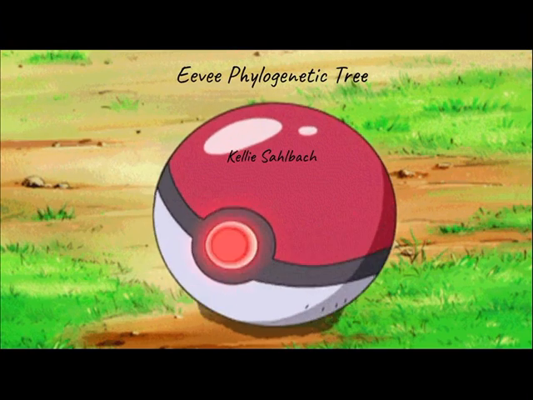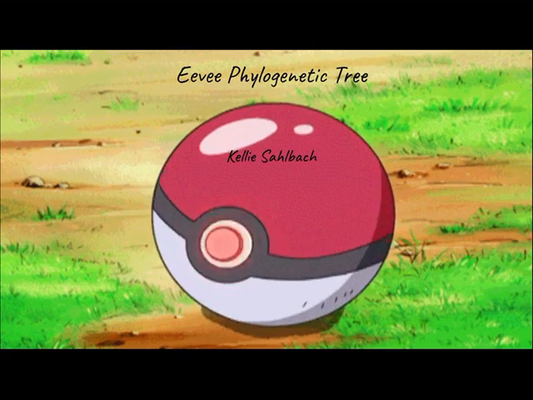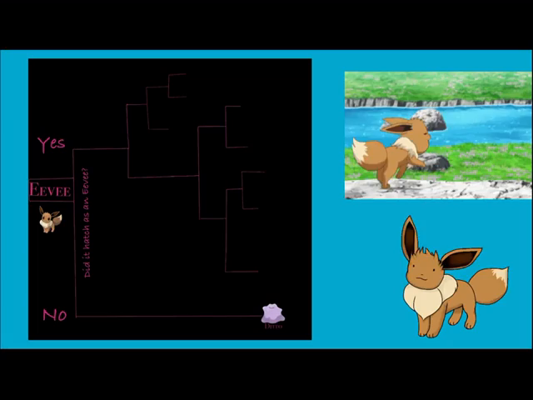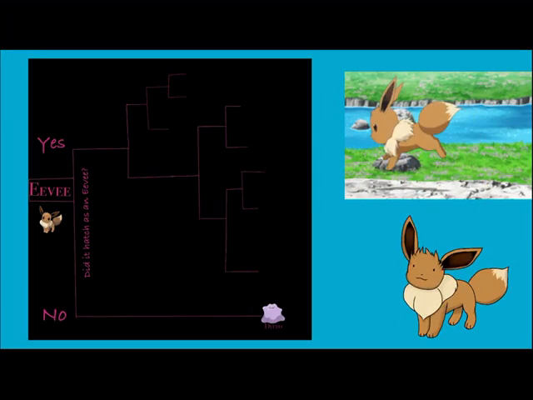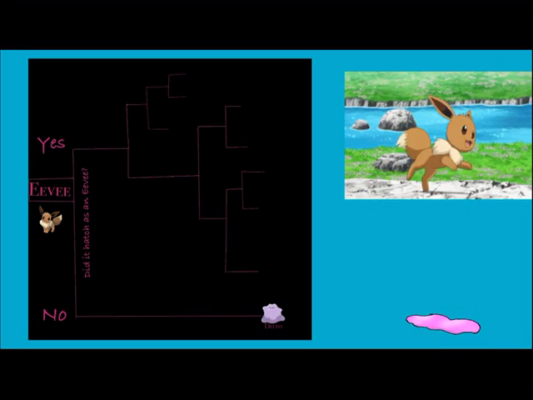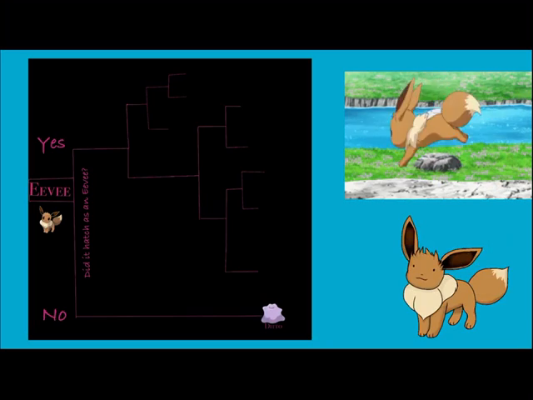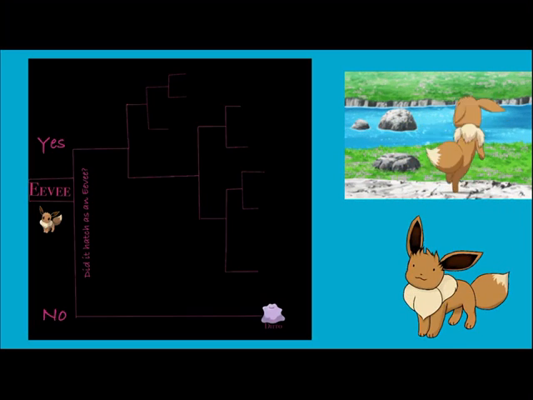So for exam video 5.1, I chose topic A and wanted to create my own phylogenetic tree based off of a Pokemon named Eevee. Just a little background, a phylogenetic tree displays an evolutionary relationship between species based on their characteristics. These trees can often show similarities and differences between the species.